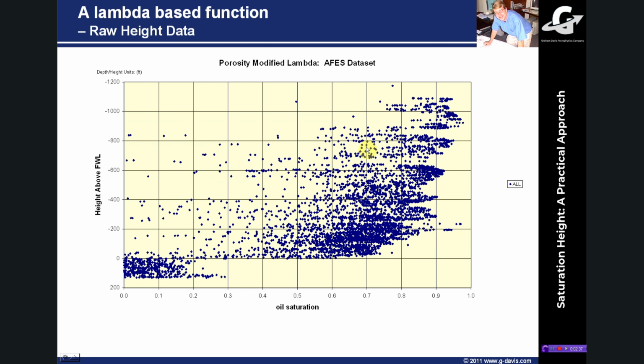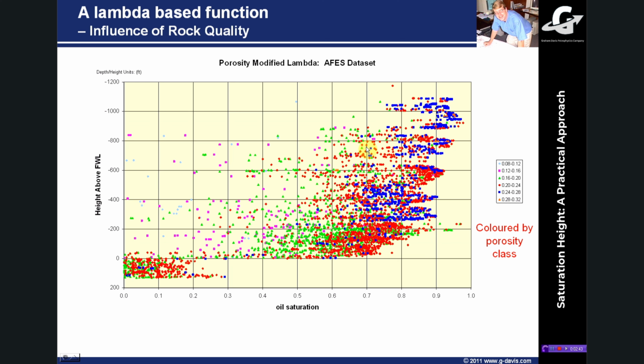So if you take that same data set, just with the height data, what's interesting to have a look at is the influence of rock quality or porosity. Now this graph is already set up. The chart ranges are set up. All you have to do is a little bit of manipulation on the porosity sheet.